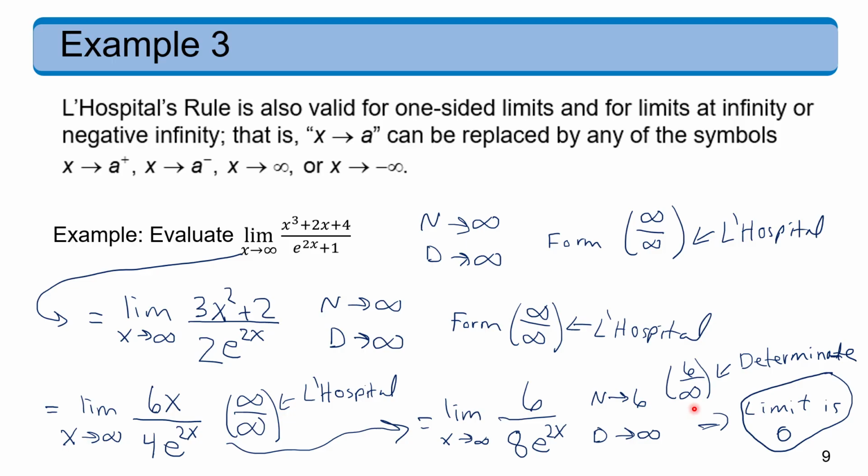Actually, 0 over infinity would also be fine, right? So any number other than infinity over infinity pulls the fraction to 0, right? Imagine the denominator of the fraction getting bigger and bigger and bigger makes the whole fraction get pulled towards 0.